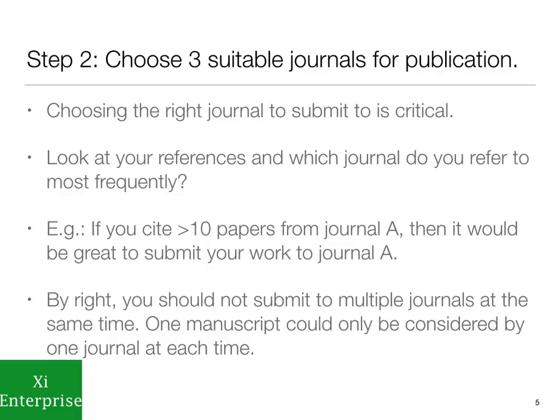Step 2 is to choose 3 suitable journals for publication. So there are tons of journals out there. Choosing the right journals to submit is super critical. So look at your references and see which journal you refer to most frequently. For example, if you cite more than 10 papers from journal A, then it would be great to submit your work to journal A. In that way, you're showing that you are joining the conversation within the journal. So you are not an outsider, you are an insider.